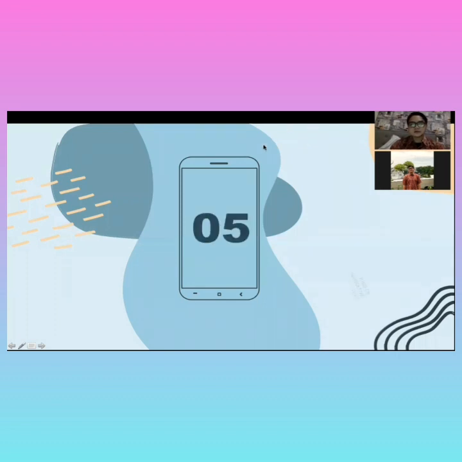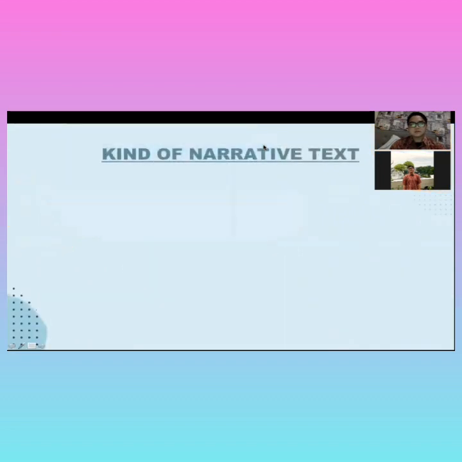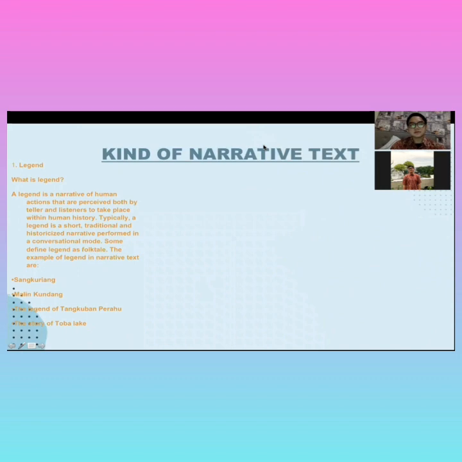Number 5. Kinds of narrative text. So, the first one is legend. What is legend? A legend is a narrative of human actions that are perceived both by teller and listeners to take place within human history. Typically, a legend is a short, traditional, and historicized narrative formed in a conversational mode. Some define legend as folktale. The example of legend in narrative texts are A.